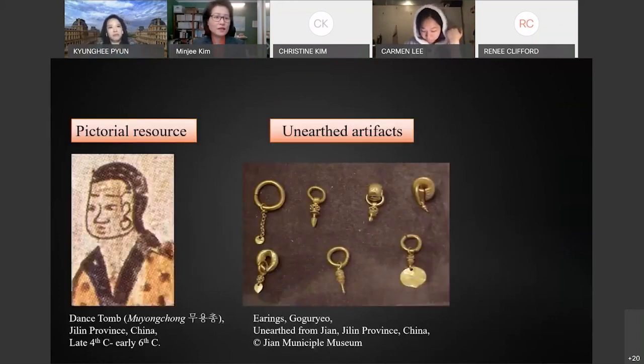And this mural painting shows the earring decoration on their body. And actually, from tomb excavation, the Goguryeo tomb shows this kind of unearthed earrings. So we can tell these archaeological findings support this pictorial representation.